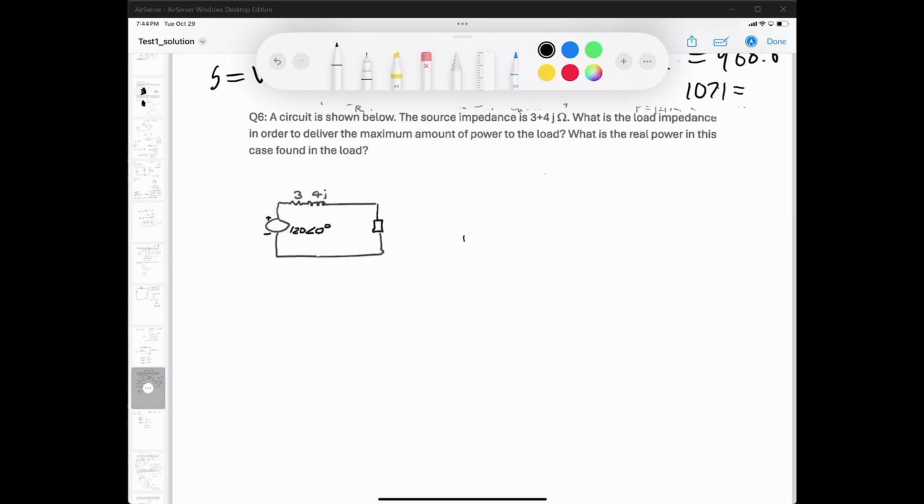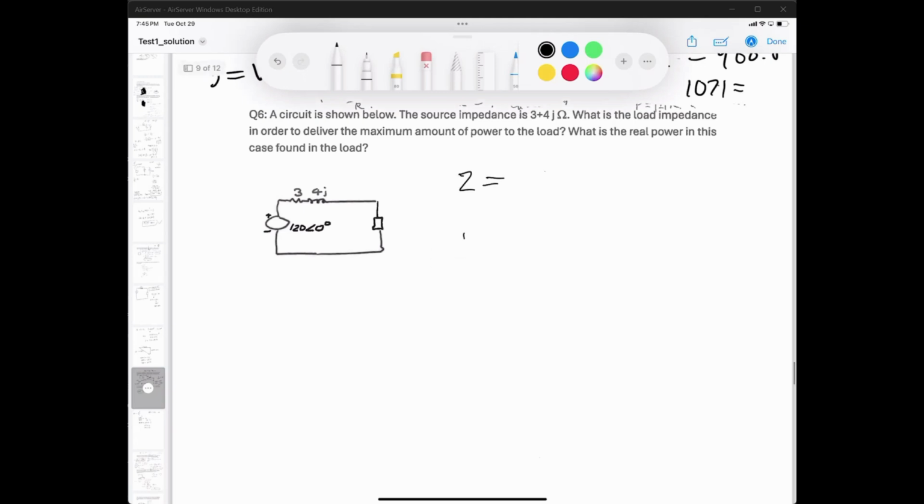Well, unlike our typical DC circuit, where we usually set the resistances equal, here we know that Z by itself is equal to 3 plus 4j. But in order for it to be maximum, we have to use the conjugate, which is 3 minus 4j.